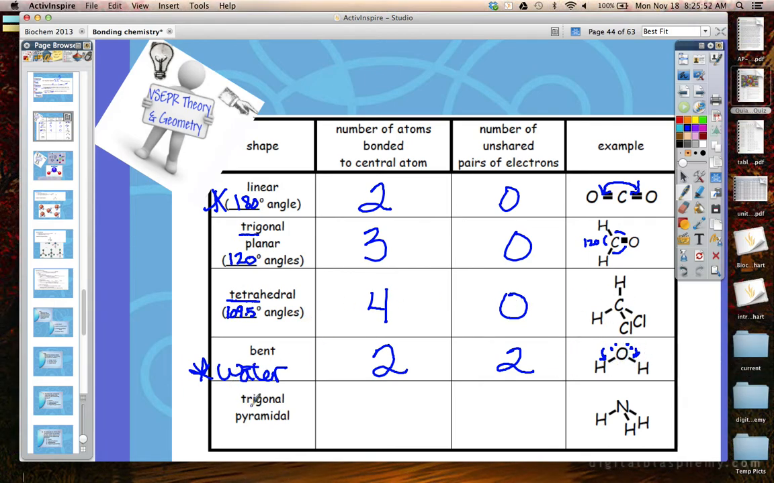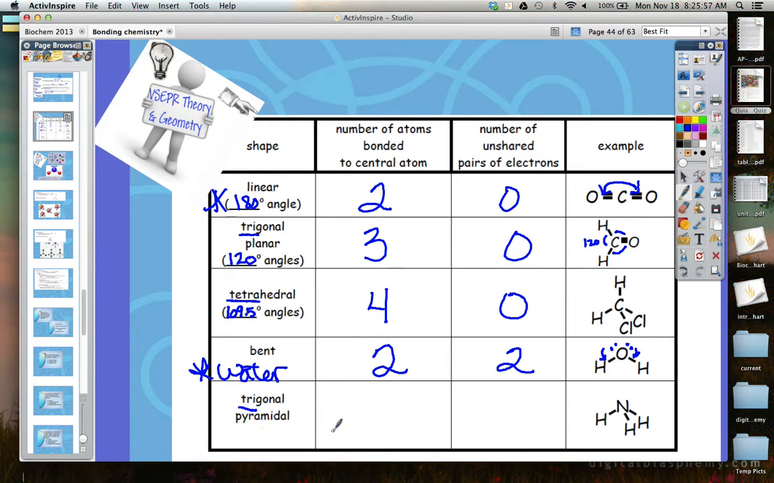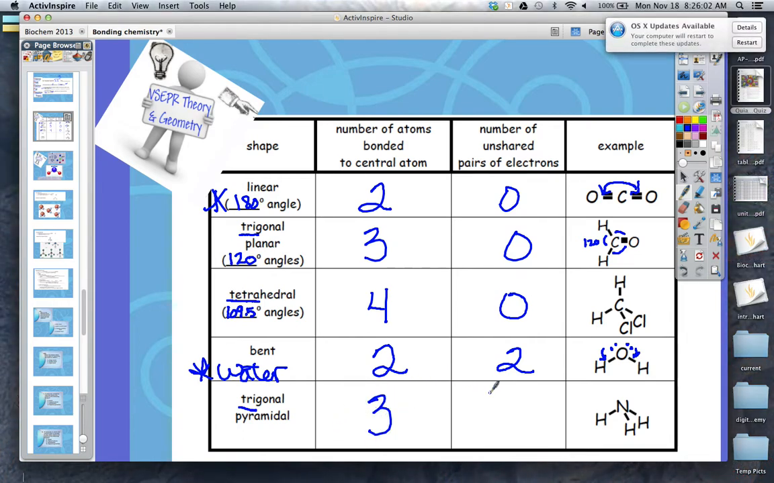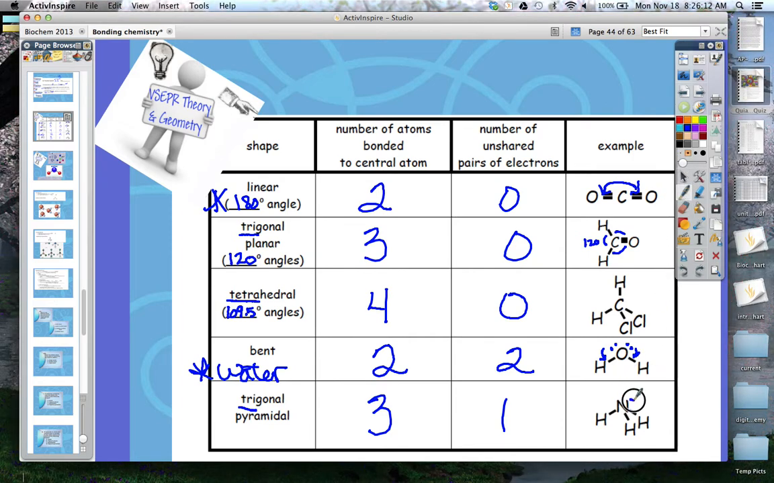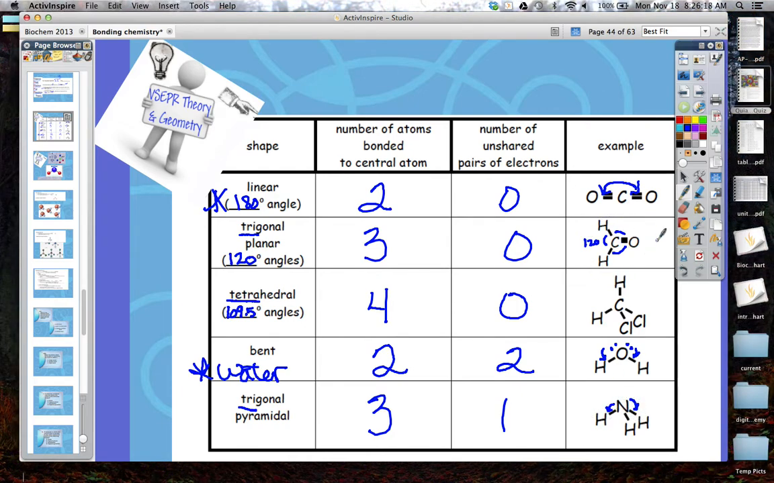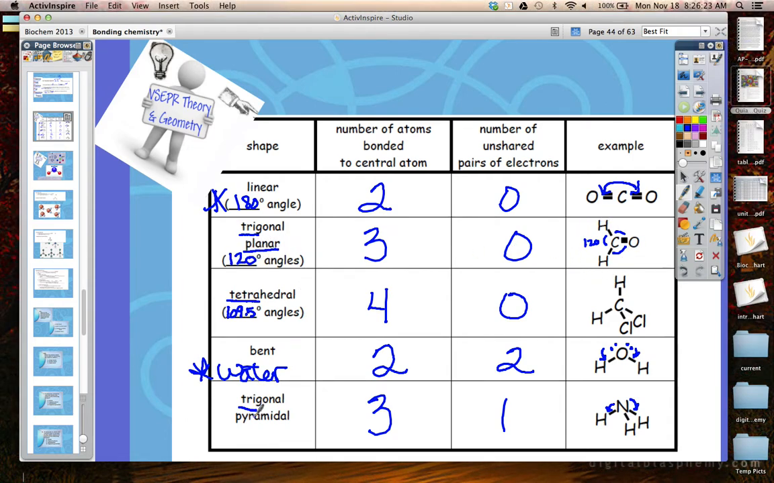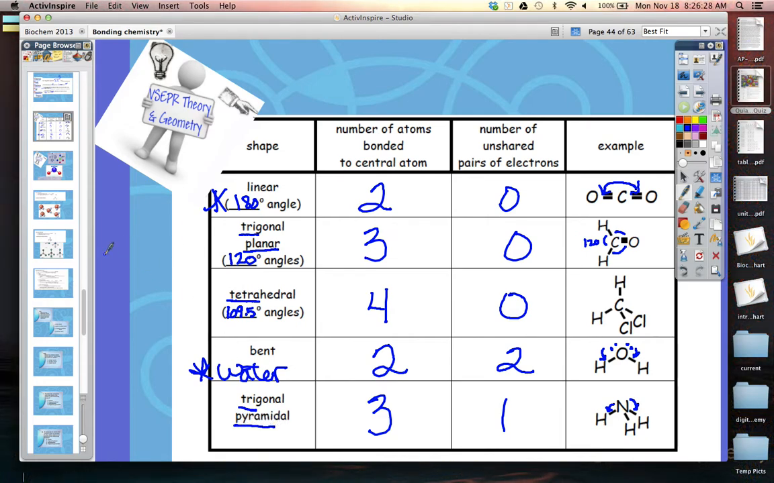And then we have something called trigonal pyramidal. So trigonal meaning 3, pyramid meaning it's going to have a pyramid type shape. And this is when we have 3 things bonded to an atom with 1 pair of unshared electrons. And if you have 1 pair of unshared electrons, it's going to push these elements down just a little bit. So they're not going to be a nice flat trigonal planar, planar meaning flat. It's going to be a pyramid instead. And I'll have models of all of these so that you can look at them in class.